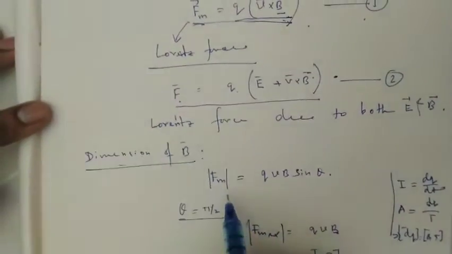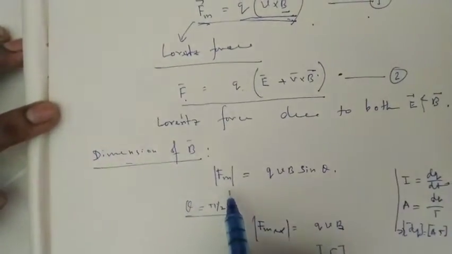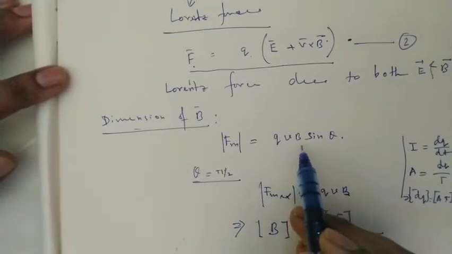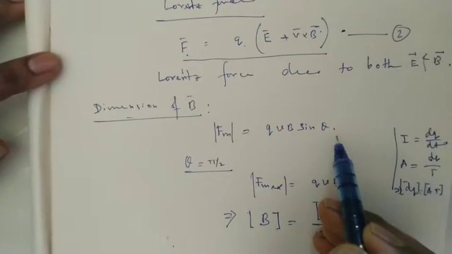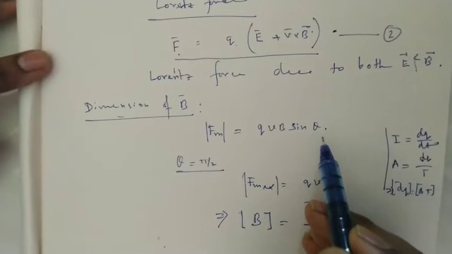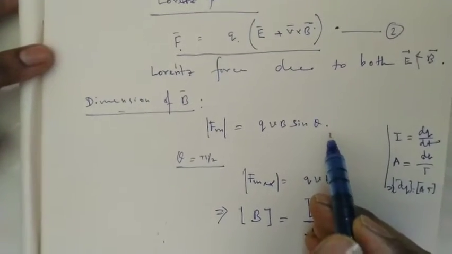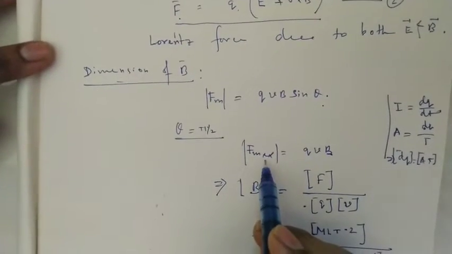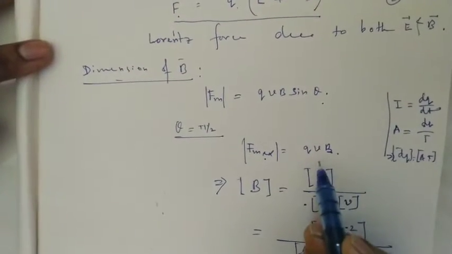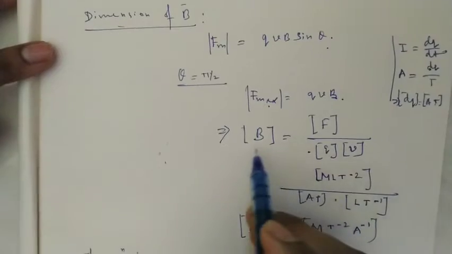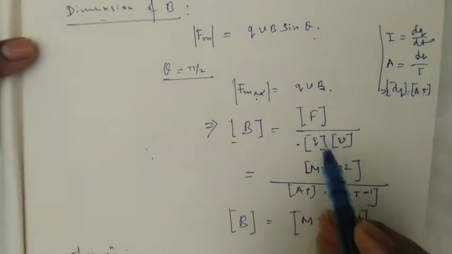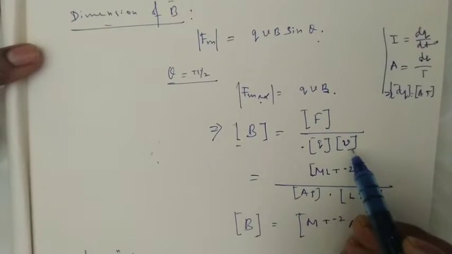If we consider the first equation, Fm equals q into v cross B, this gives you Fm equals qvB sin theta. If we consider the velocity and magnetic field to be perpendicular to each other, that is theta equals pi by 2, then we can write the maximum force equals qvB. From this relation, you can easily find the dimension of B. The dimension of B equals force by q into v.